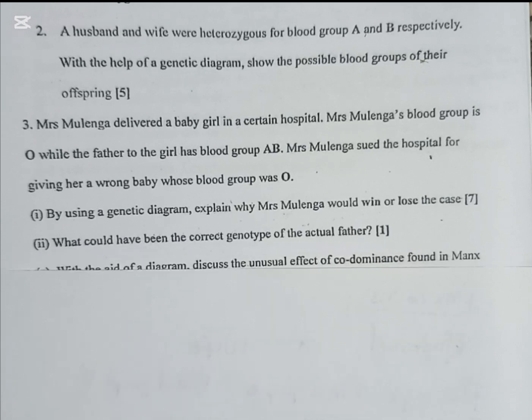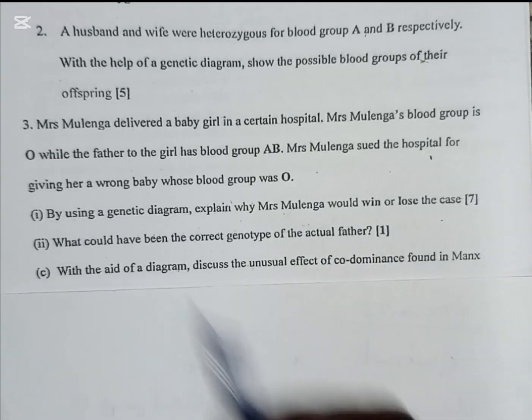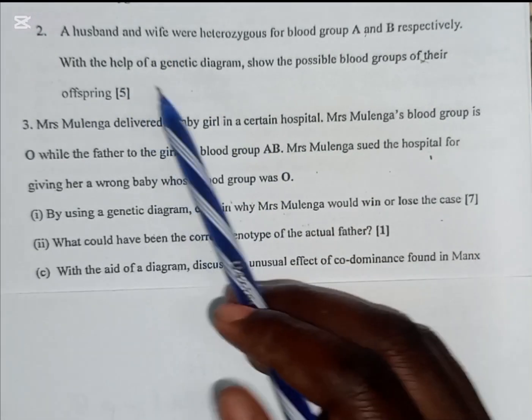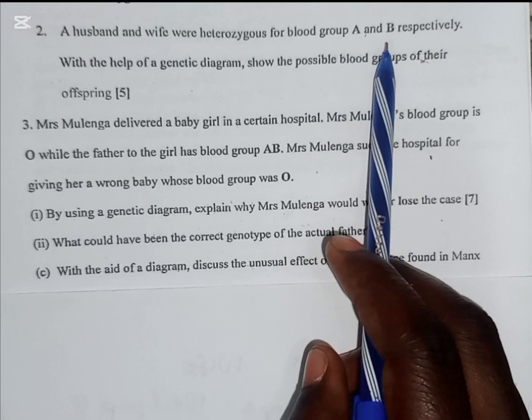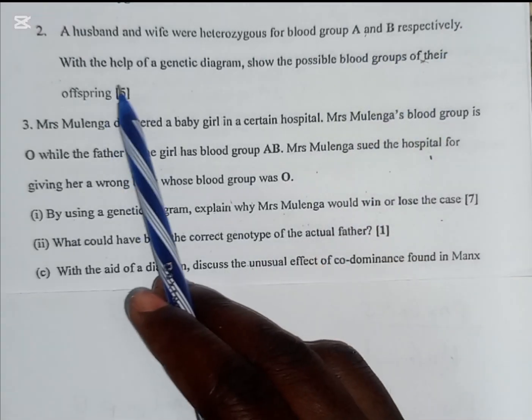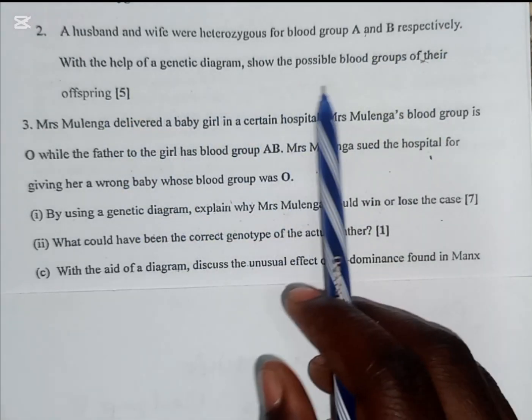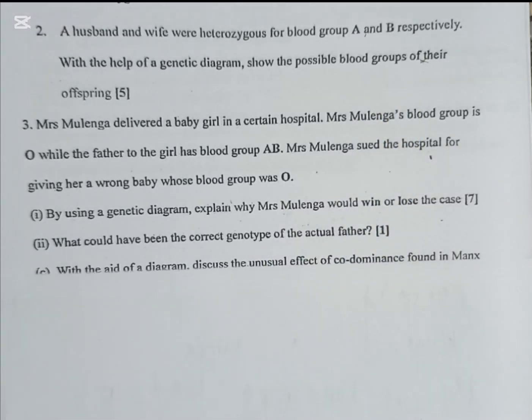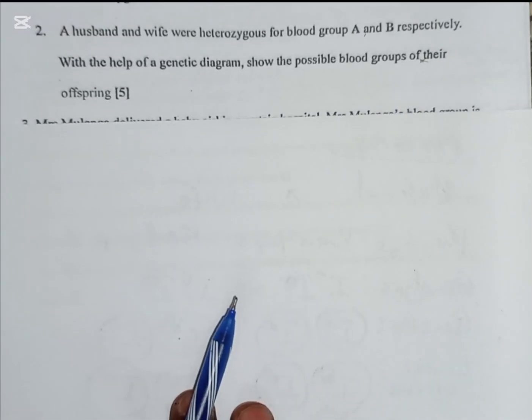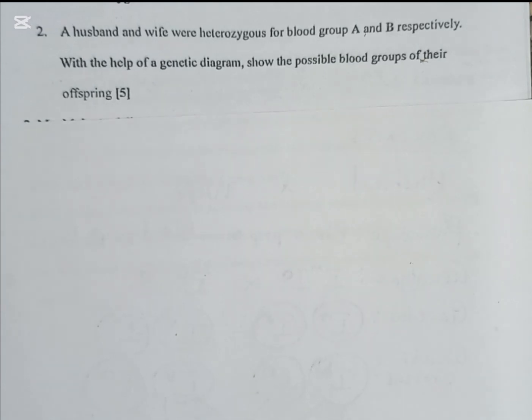Let's go ahead and look at these two questions that came. The first question says a husband and wife were heterozygous for blood group A and B respectively. With the help of a genetic diagram, show the possible blood groups of their offspring. Let's begin by looking at that question before we come to the other question.